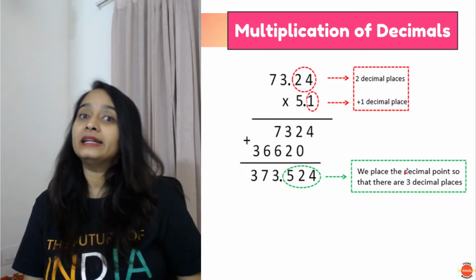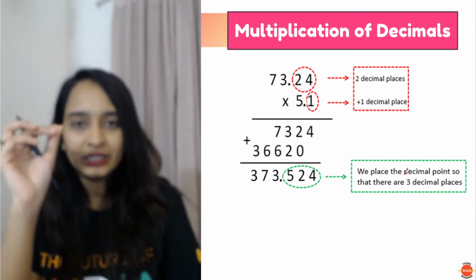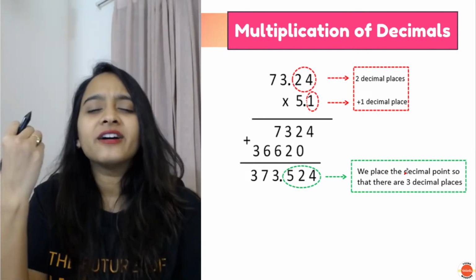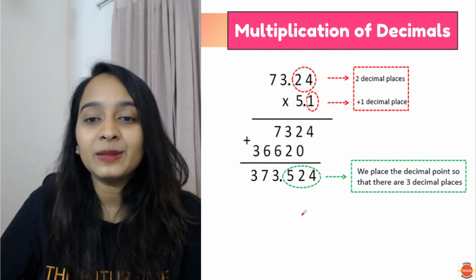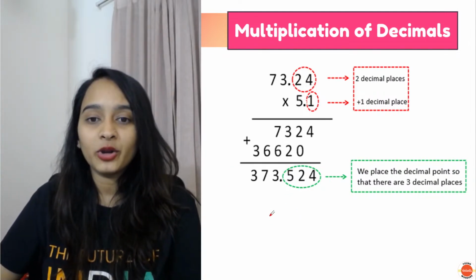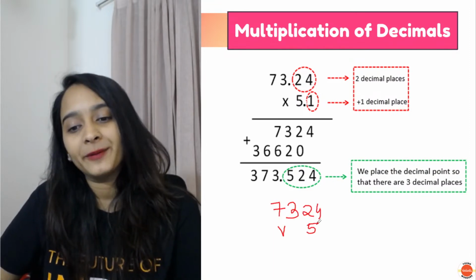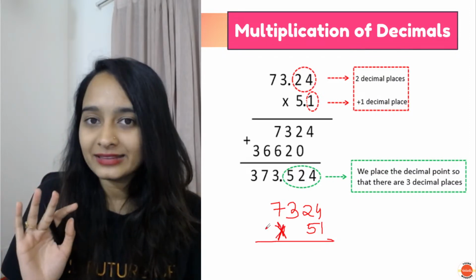Now comes multiplication of decimals. I give a very easy tip here. Whenever you are multiplying decimals, forget that they are decimal numbers. So when you are multiplying 73.24 with 5.1, multiply 7324 with 51. First do this multiplication. Okay? We know how to do this multiplication, right?